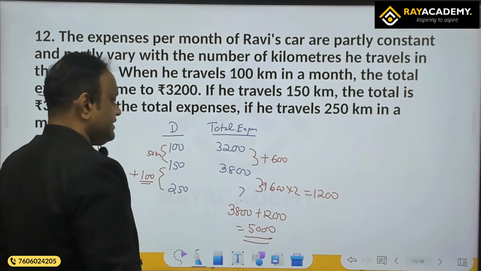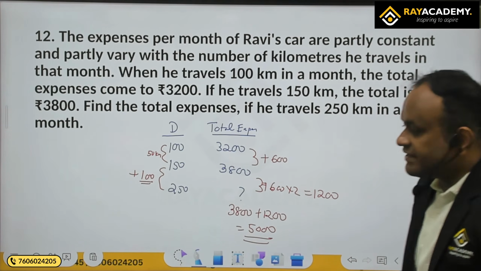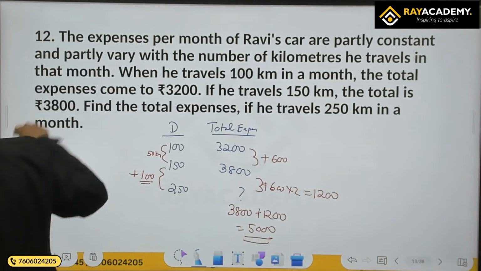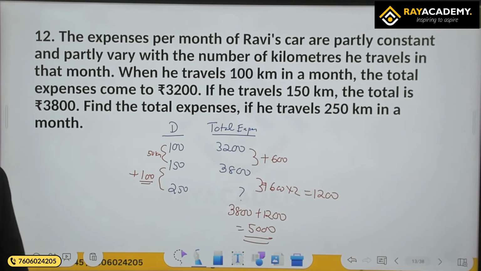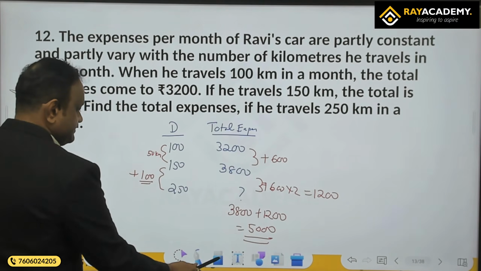So logically you can solve this way also, but you have to be very, very careful that this logic will apply only for this particular question. If there is any variation, then you have to be very, very careful. Otherwise, the conventional approach, you know how to solve these questions. Okay, next.